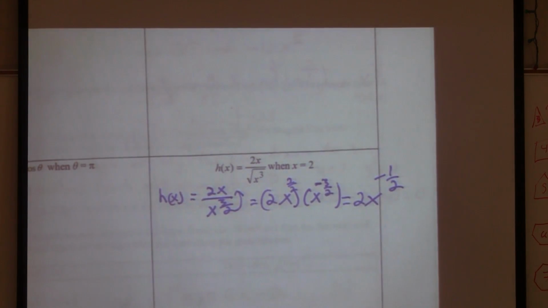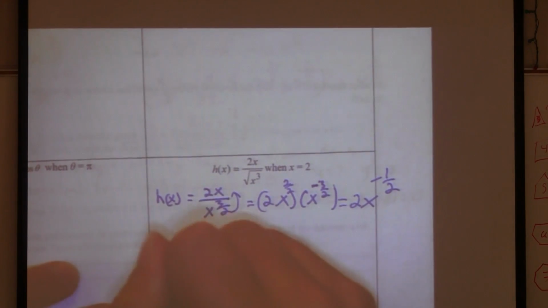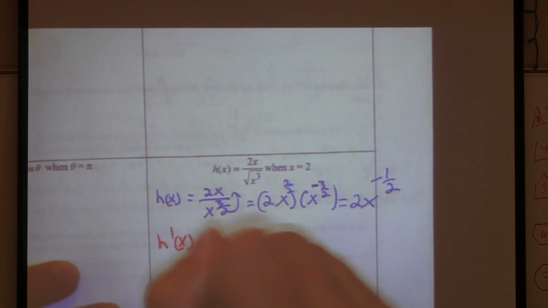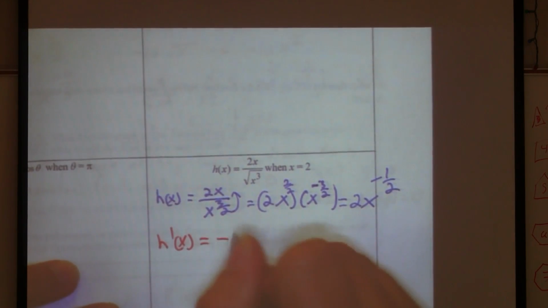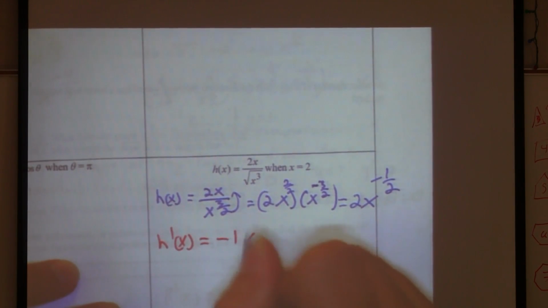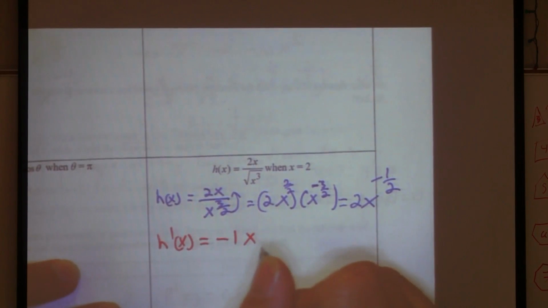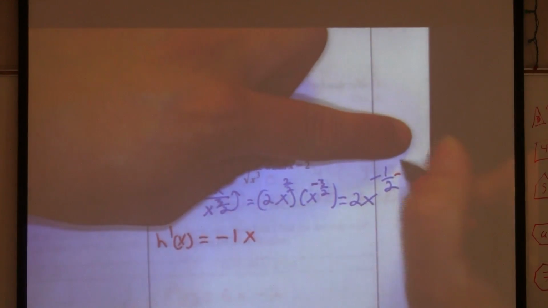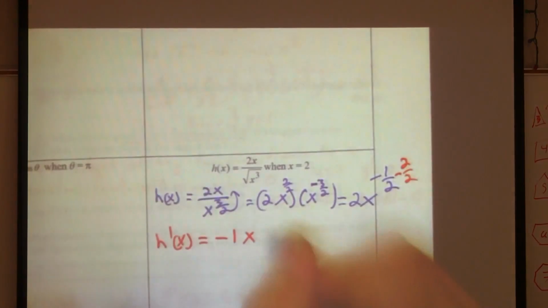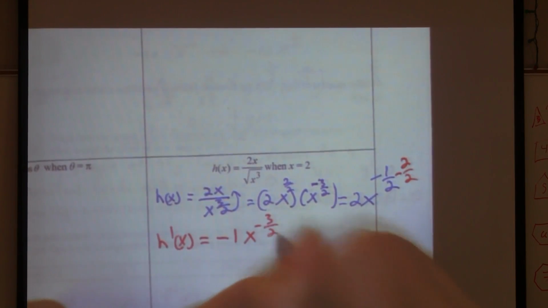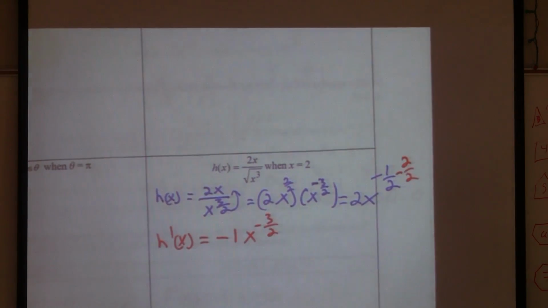So now we're ready to get the derivative. Good job. So let's get the derivative. Here we go, quick. Negative 1 times x, minus 2/2, so we get negative what? 3 over 2.